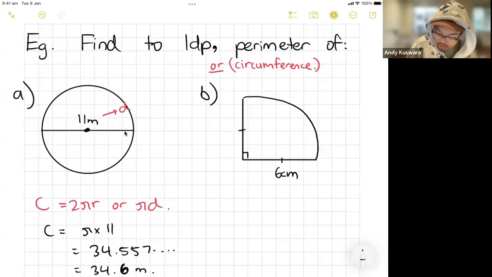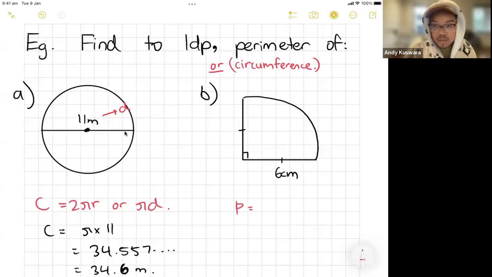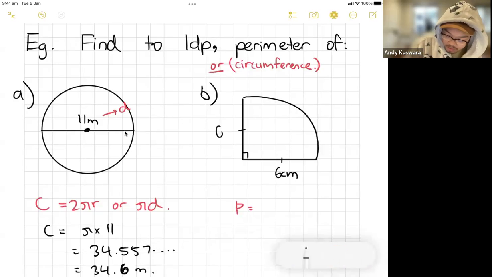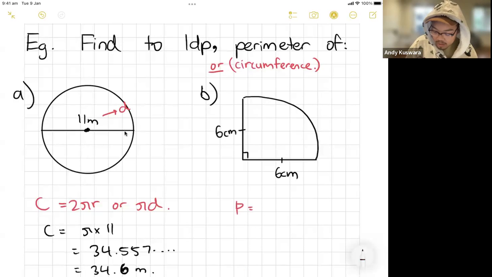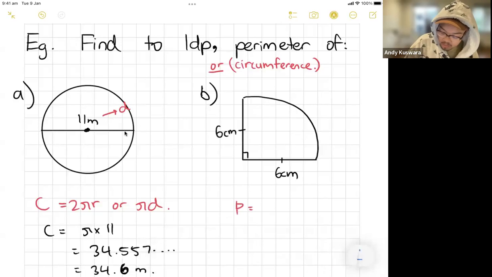Now, to find the perimeter, this shape here is definitely perimeter because it is not a circle. Okay, it's part of a circle, but it's not a circle. So we call this a perimeter. Now, to do this, I need to recognize a couple things. I need to recognize it's made up of, I guess, 3 different sides. Okay. Now, I've got the 2 6-centimeter sides.